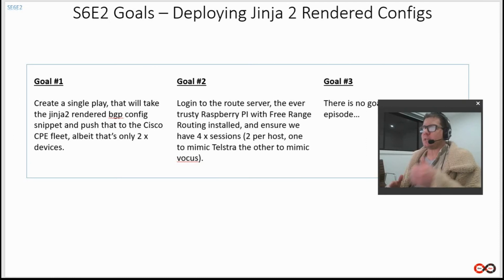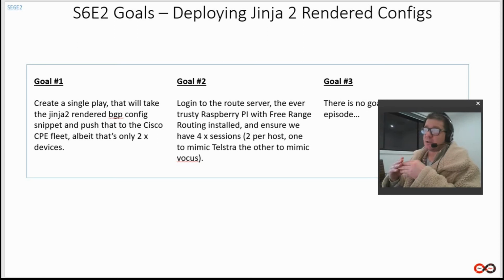Goals for this one. Again, thanks Brian for talking about goals. We're going to create a single play that will take the Jinja 2 rendered BGP config snippet and push that directly to our CPE fleet, which sadly is only 2 routers, but imagine that it's 200. We're not going to open up the config file as a technician or an analyst. We're going to trust our data. Remember, garbage in, garbage out. So we've taken the time to put good data into our host files. So it's going to be rendered, and then we're going to have a second task in the same playbook, which is going to push that out to the routers.